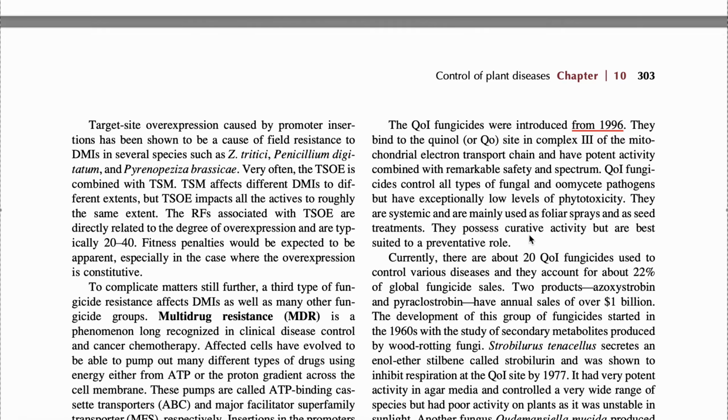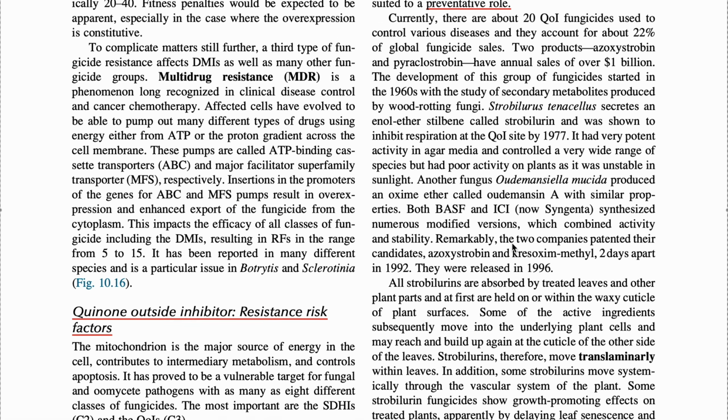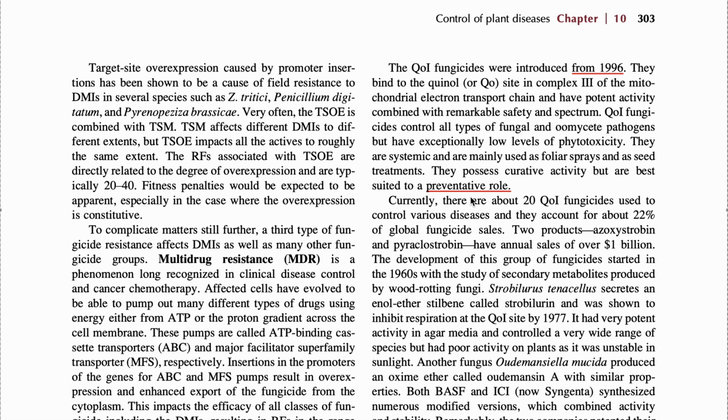They possess curative activity but are best suited for preventive roles. So quinone outside inhibitors are best suited for a preventive role rather than curative. Okay, remember this.